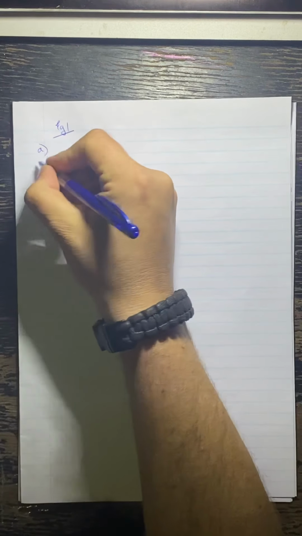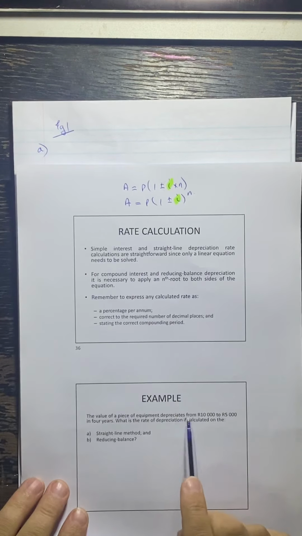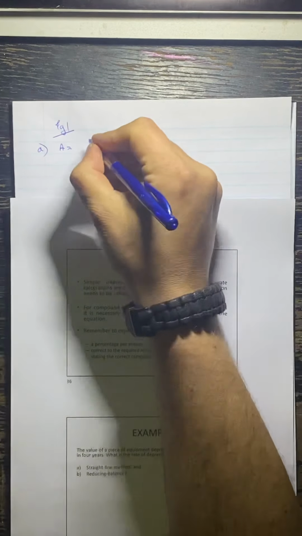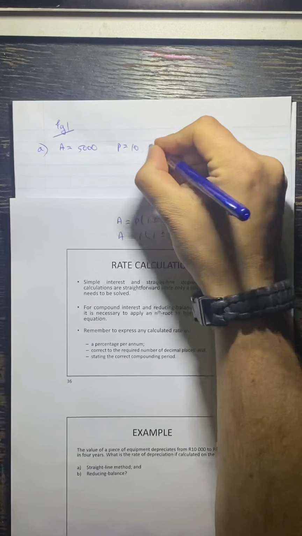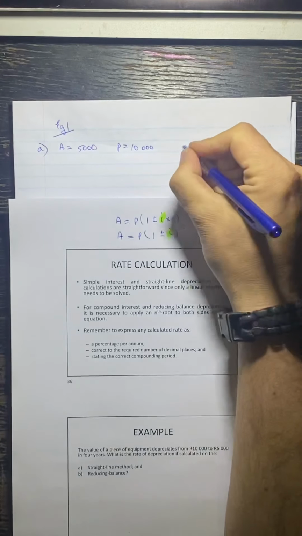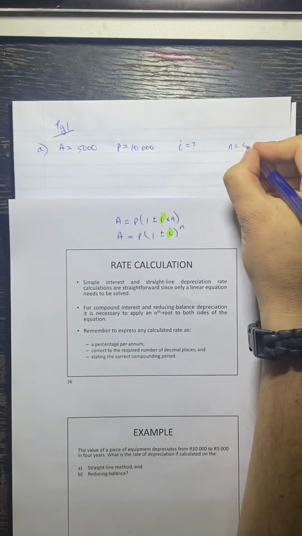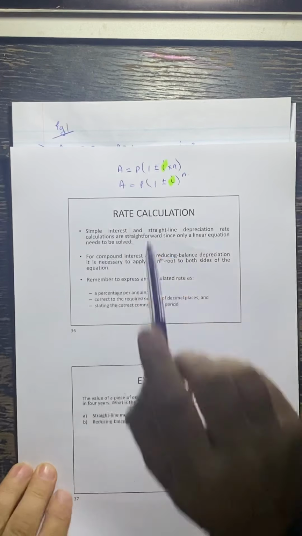question A. Okay, so if we go back here, they're telling us that we have a piece of equipment that depreciates from 10,000 to 5,000. So our accumulated amount is 5,000. Because remember that this is depreciation. Our principal amount would be 10,000. The interest, we don't know. That is what we're going to calculate. And then our time period is 4. Okay. And they told us here that it's a straight line method, which is this one over here.